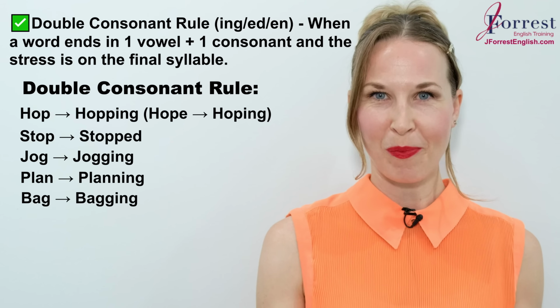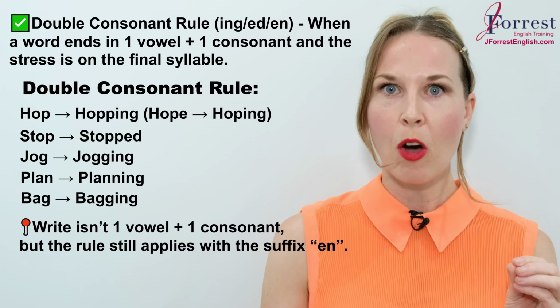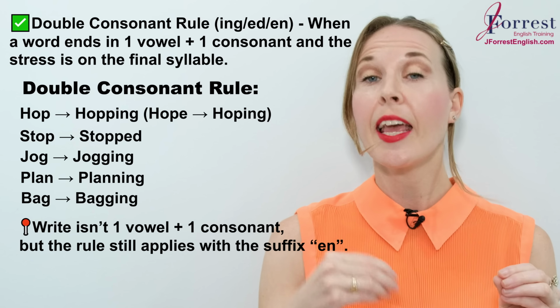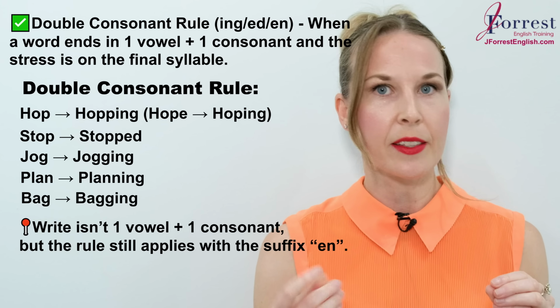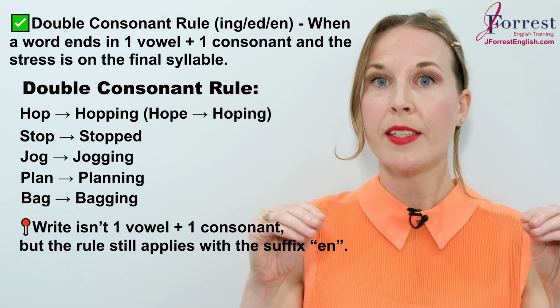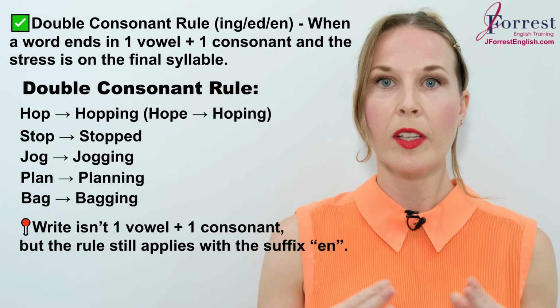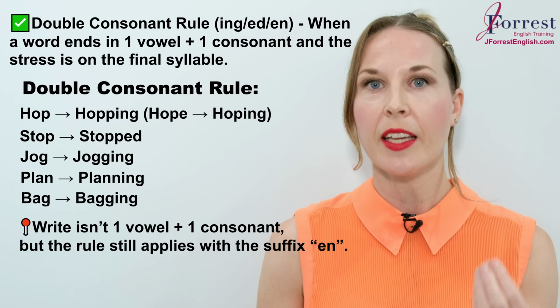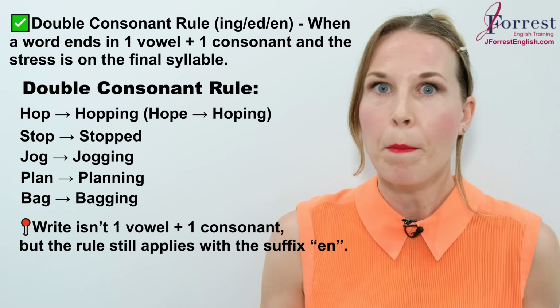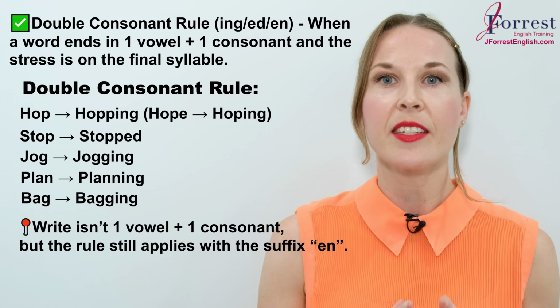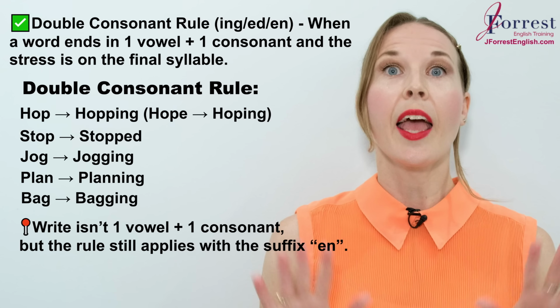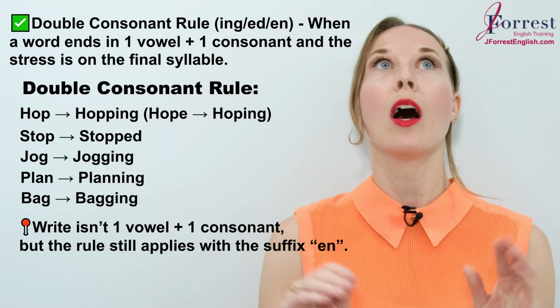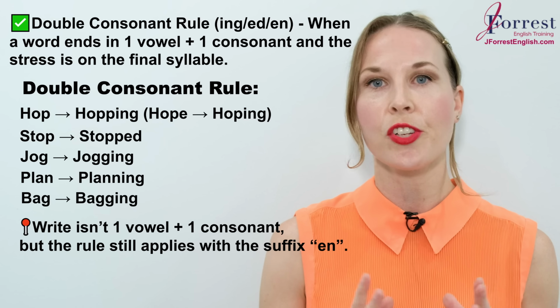Now, technically, this rule doesn't apply to the verb write because it isn't one vowel plus one consonant. It ends on a vowel, E, the silent E. But this double consonant rule applies only in en form with the suffix en. So you can simply memorize this as an exception. And exceptions happen a lot in English spelling.